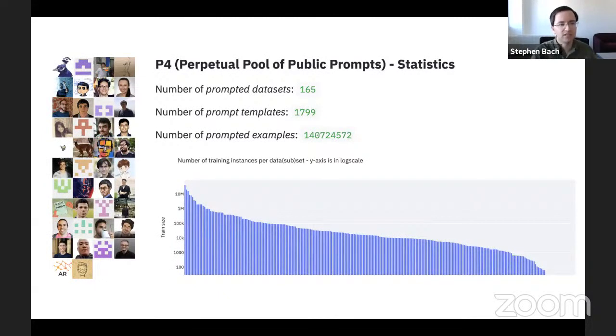So this was a great success thanks to all the participants. We've created prompts for over 160 data sets, and we have 1,800, it's actually more like 1,900 now, templates in this corpus that we're calling the Public Pool of Prompts, or P3 for short. And this leads to over 100 million examples of prompted tasks. Next slide, please.